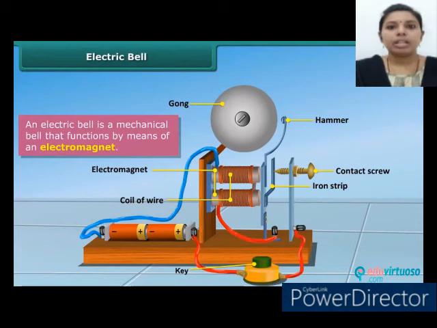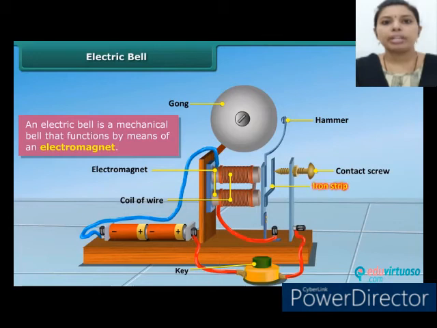The electric bell consists of a coil of wire wound on an iron piece. The coil acts as an electromagnet. An iron strip with a hammer at one end is kept close to the electromagnet. There is a contact screw near the iron strip.